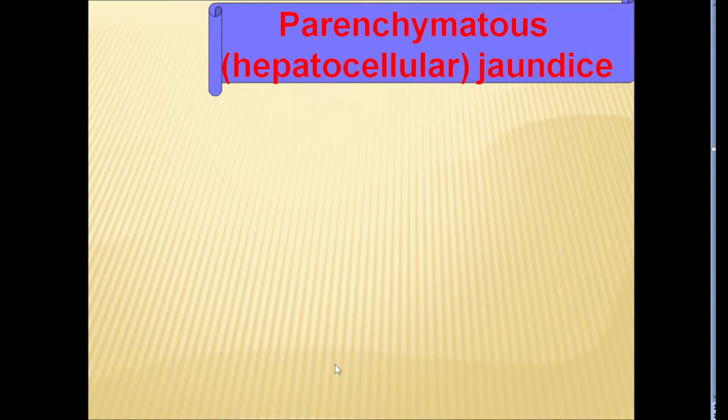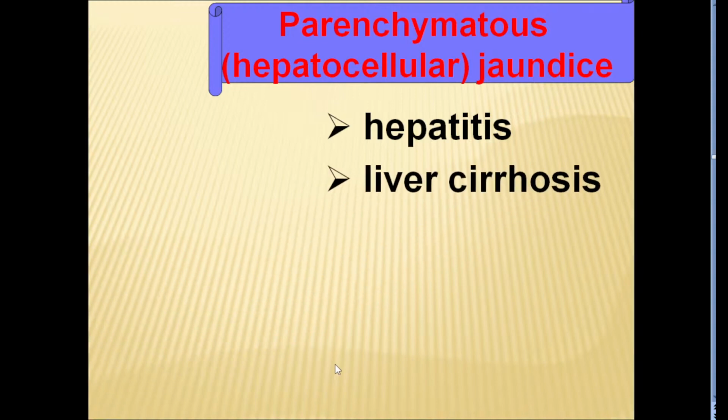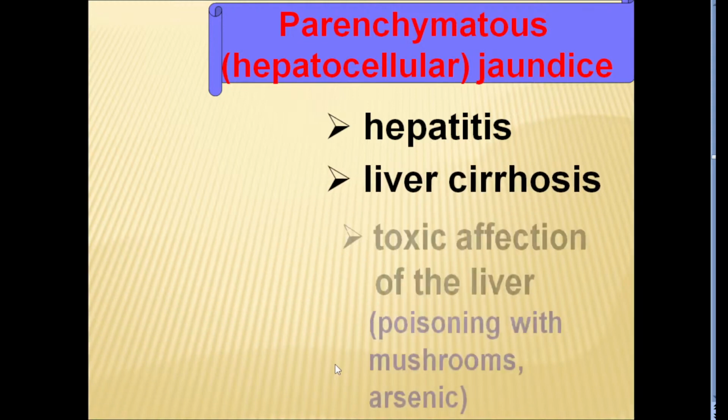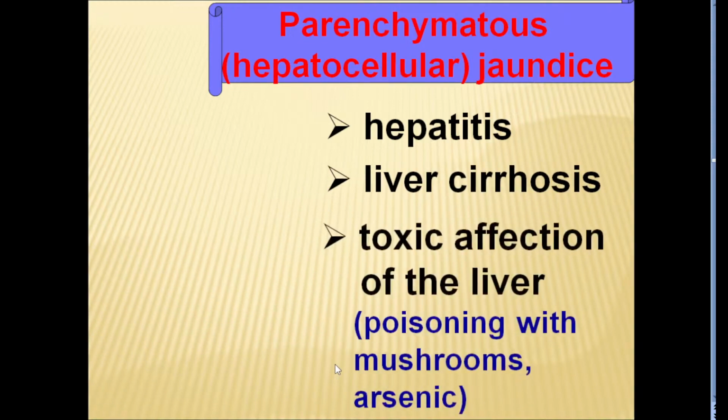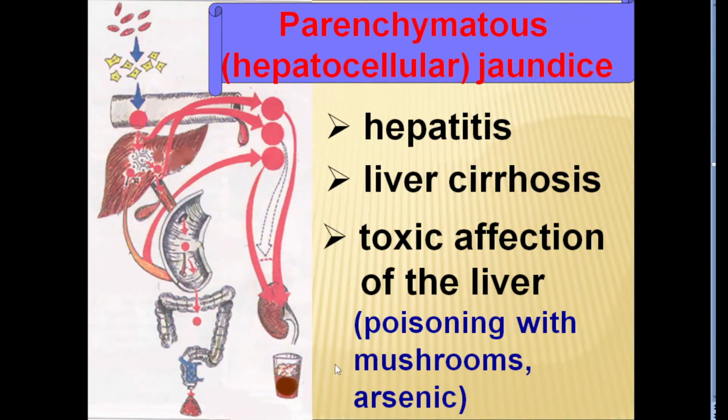Parenchymal jaundice appears due to true affection of the liver parenchyma, and first of all it is characteristic for hepatitis of different etiology, liver cirrhosis, and any toxic affection of the liver due to poisoning with mushrooms, arsenic, some medicines, alcohol. Let's see how pigmentary metabolism will be changed in this case.